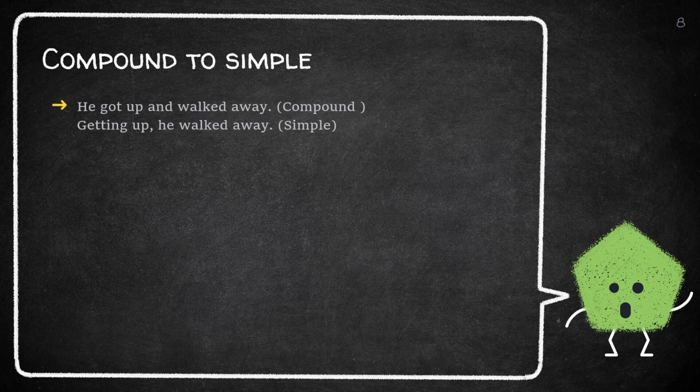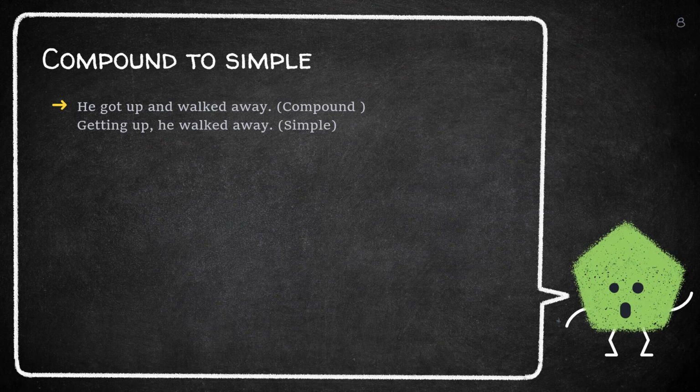Now in this example, we have two verbs, that is got and walked, and in this sentence we have the coordinating conjunction and. When we change it into a simple sentence, then we have to do away with one of the verbs. Now one way of getting rid of a finite verb is changing it into a non-finite verb. So here the verb got has been changed and made into getting up. So, getting up, he walked away. Here it is a simple sentence as we have only one finite verb, which is walked.